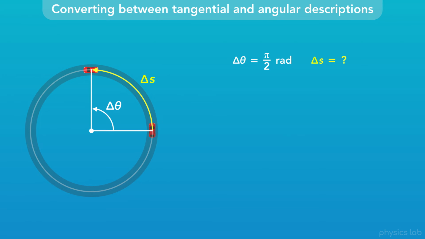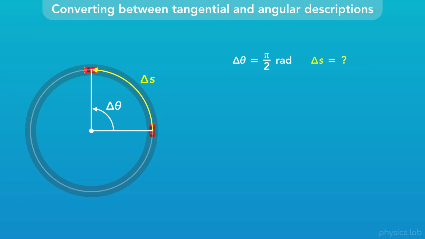We can see that the car traveled 1/4 of the way around the circle. If we did the math, we would also find that pi over 2 radians is 1/4 of 2 pi radians, the number of radians in a full circle. So if the angle is 1/4 of a circle, then the arc length would also be 1/4 of a circle. If we knew the circumference, we could find 1/4 of that to get the arc length.